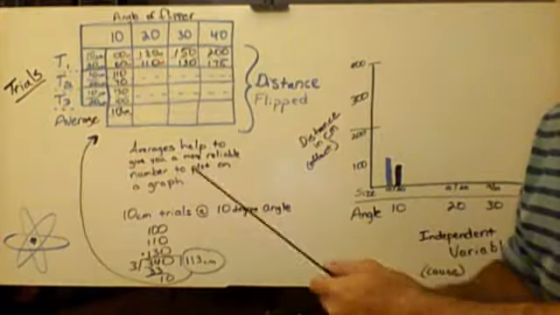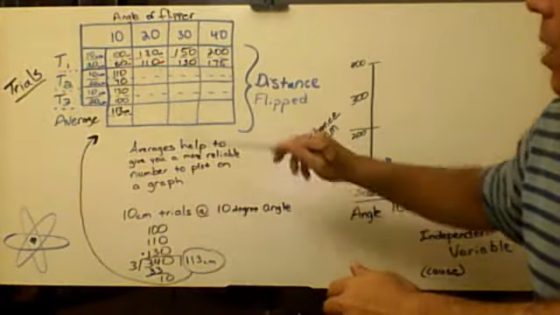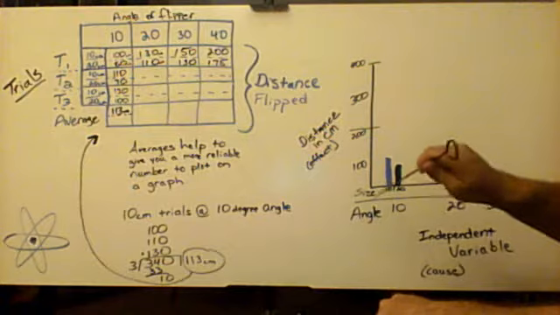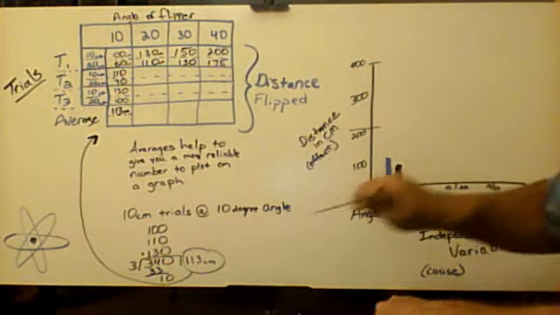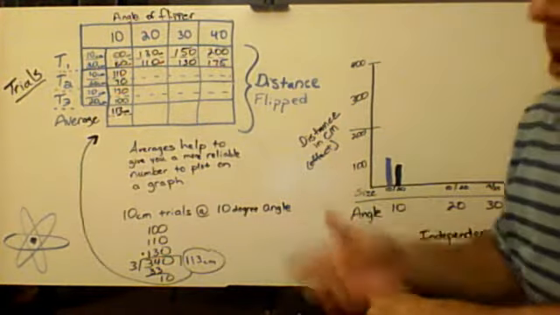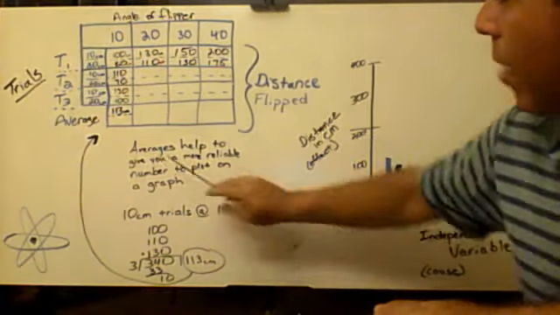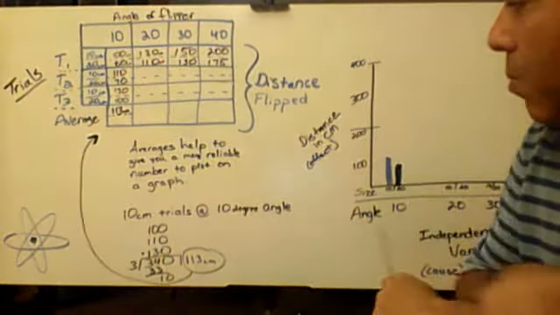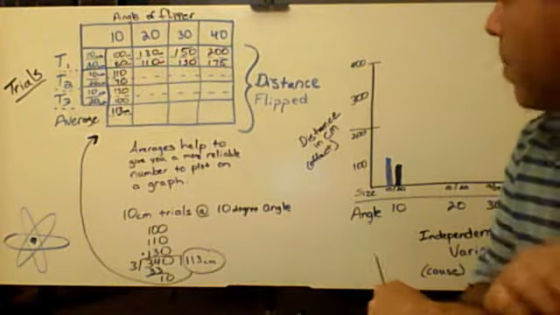Okay, now that you've averaged that, you can see how easy that is. Once you have the average, you have a better number to use in your graph. It gives you a more reliable number. Remember that phrase: a reliable number is what you're looking for.